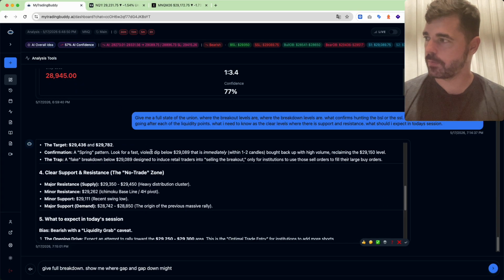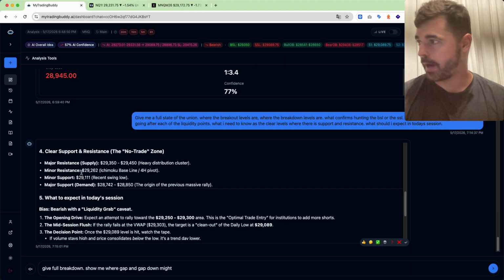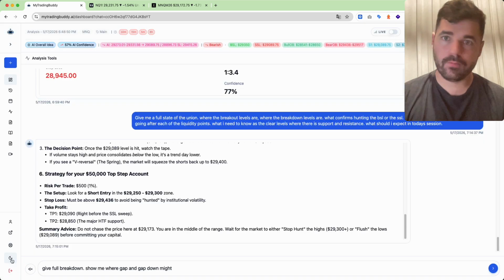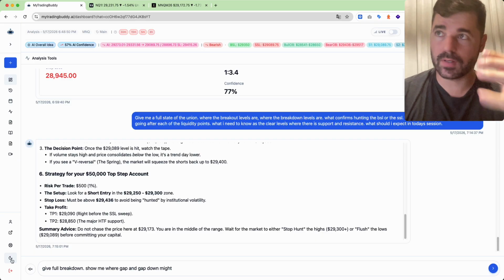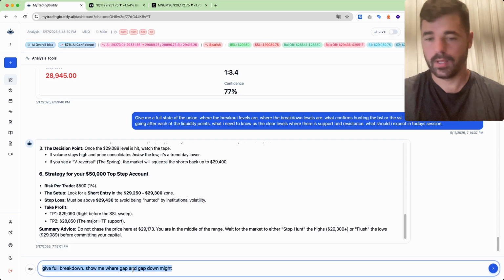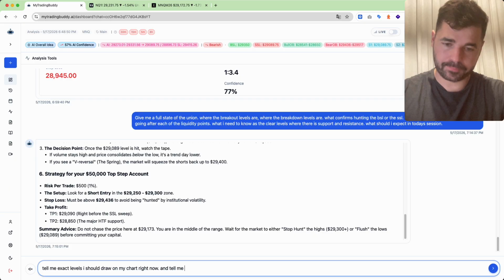And you could read all this information, like major resistance 340, 450, minor resistance 262, all this information right here. If you want to switch to a light mode so you can see better, I always switch right here in the bottom left, etc. So now let's ask: tell me exact levels I should draw on my chart right now, and tell me if it will gap up or gap down based on the data.